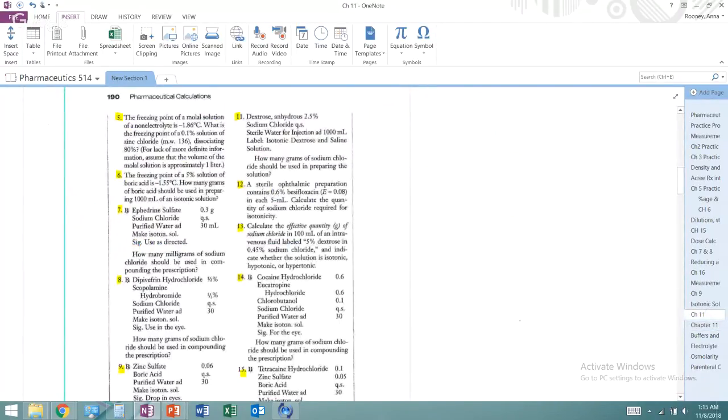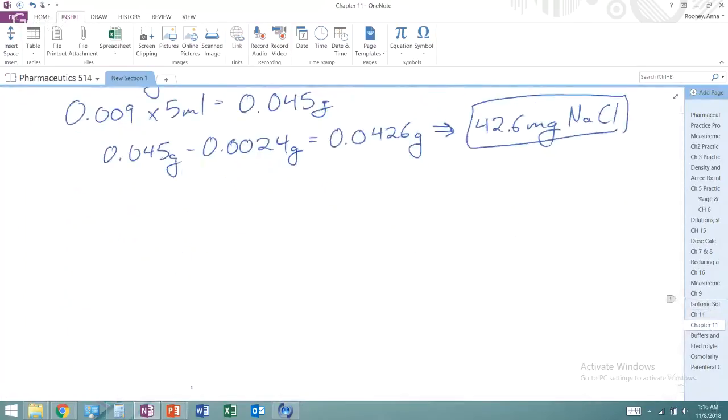All right, so let's go to number 13. Calculate the effective quantity of grams of sodium chloride in 100 milliliters of an intravenous fluid labeled 5% dextrose in 0.45% sodium chloride. Indicate whether this solution is isotonic, hypertonic, or hypotonic. Oh, no, wrong way. All right. I'm going to insert a little bit more space. We're going to need the room.